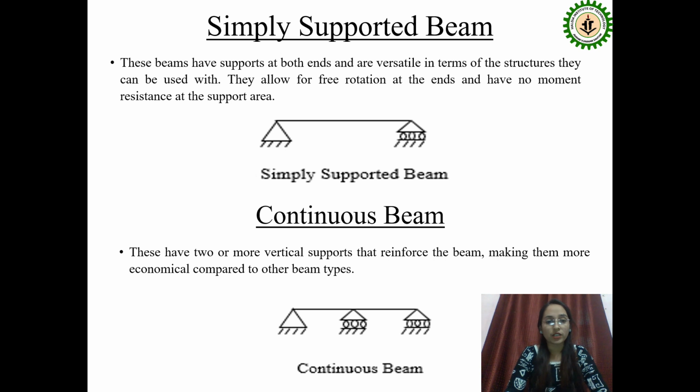Now next is continuous beams. These have 2 or more vertical supports that reinforce the beam, making them more economical compared to other beams. That is, one is pinned and the other 2 are rollers. Okay, these types of beams are known as continuous beams. It has continuous supports and in between there are spans.